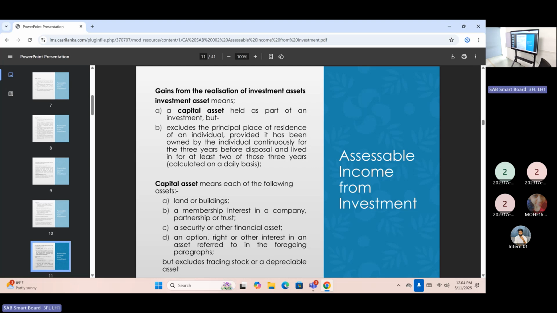That is the capital asset used in the business. On realization, it shall be part and parcel of business income, not investment income. That's right. A capital asset should be held as part of an investment. We will consider this.